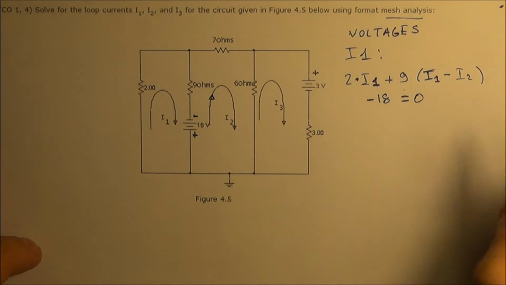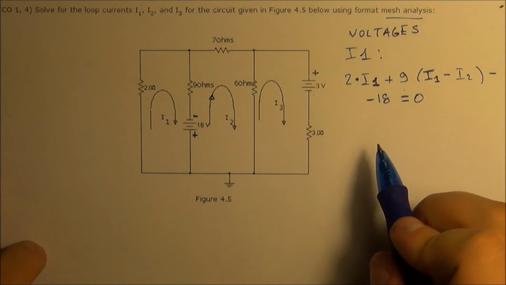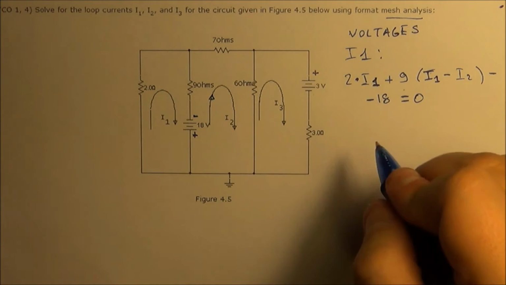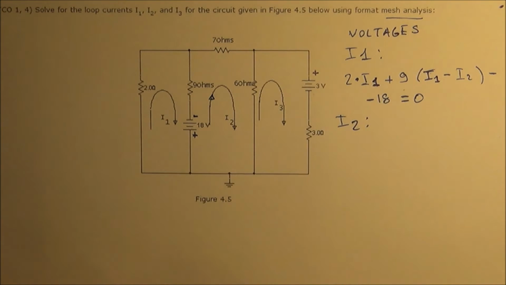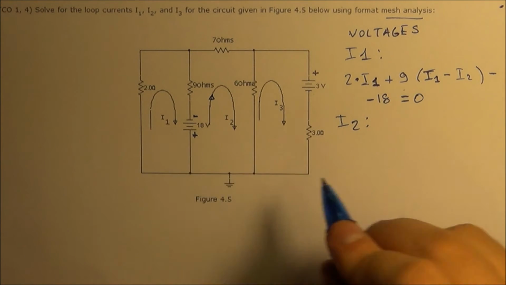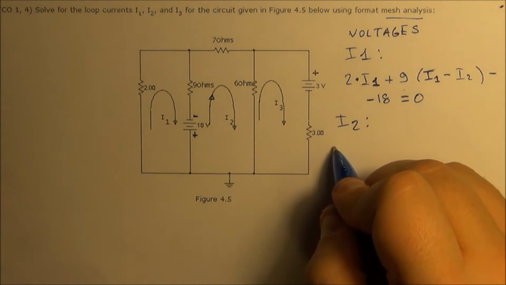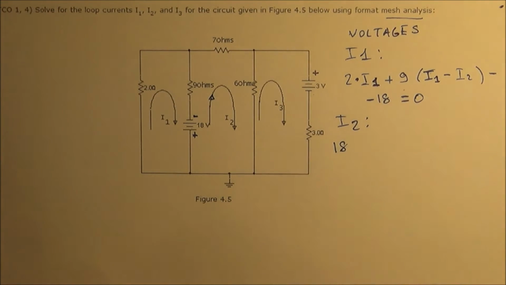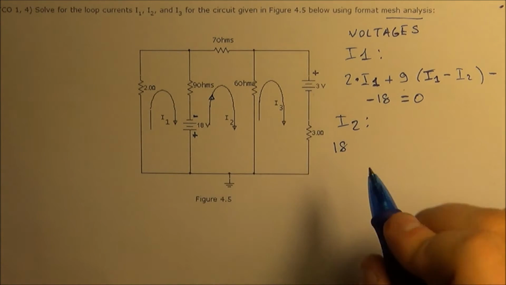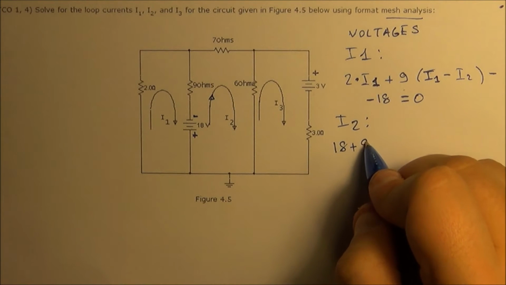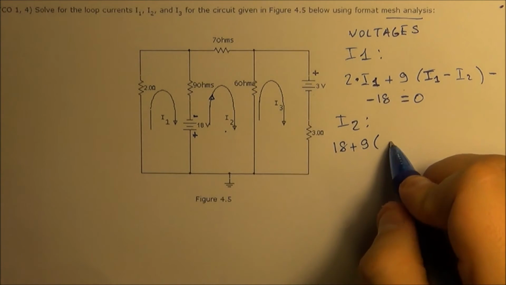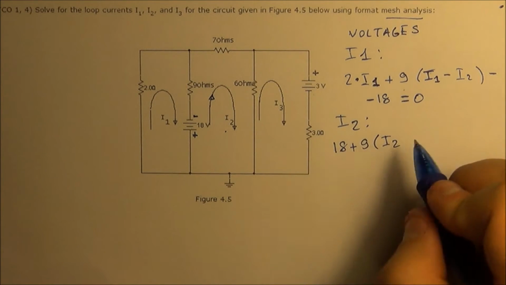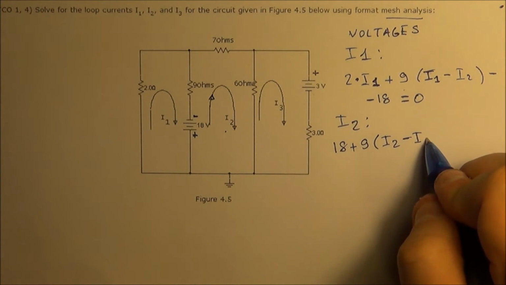So that is the first equation that we have, for I1. For I2, we do it in a similar fashion, so let's start with the battery. In this case it's going to be plus 18. We're going through the 9 ohm resistor, so plus 9. And in this case, since you're doing it in terms of I2, you're going to write I2 minus I1.